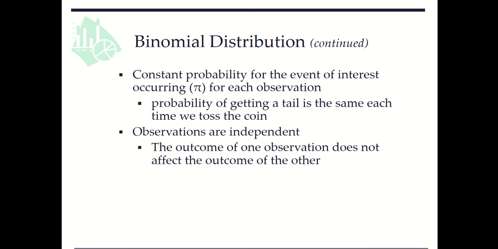We have constant probability for the event of interest occurring for each observation. That is, the probability of getting a tail in our example is the same each time we toss a coin. Observations here are independent. That is, the outcome of one observation does not affect the outcome of the other.